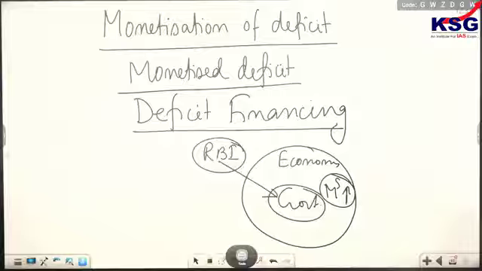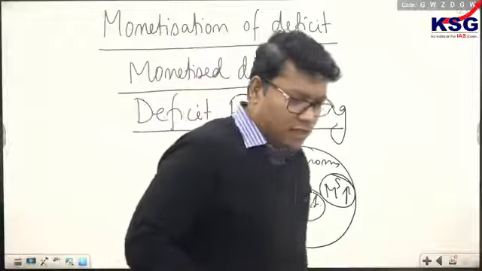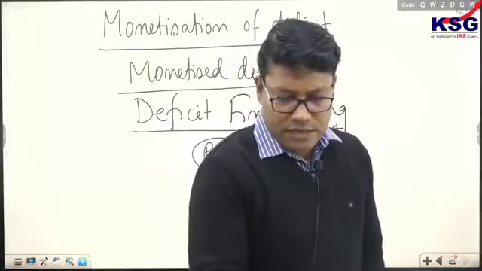Okay, full stop. One word, if you want to write, you can write funding of deficit in this way leads to increase in money supply, so it is known as deficit financing or monetized deficit. You can write it here. Clear?